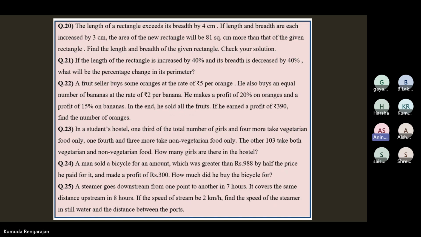Ma'am, so we have to finish all the rest. Right. Ma'am, and about the assignment you gave, that also we have to finish. That also. Yes.